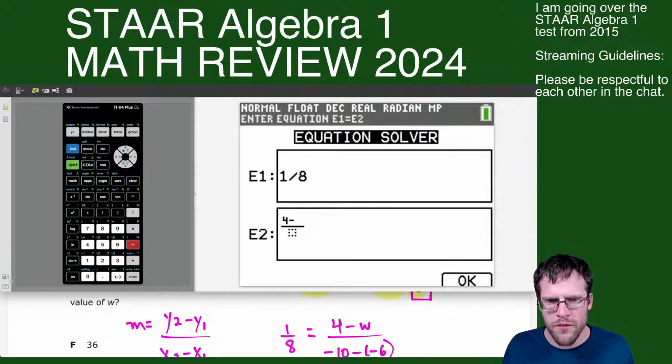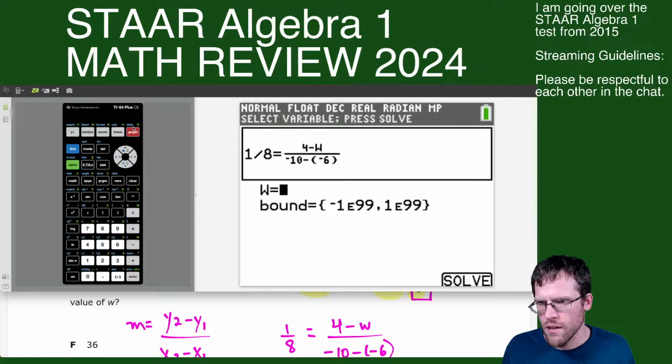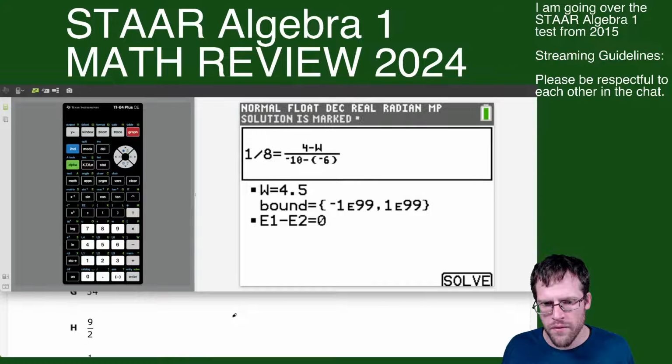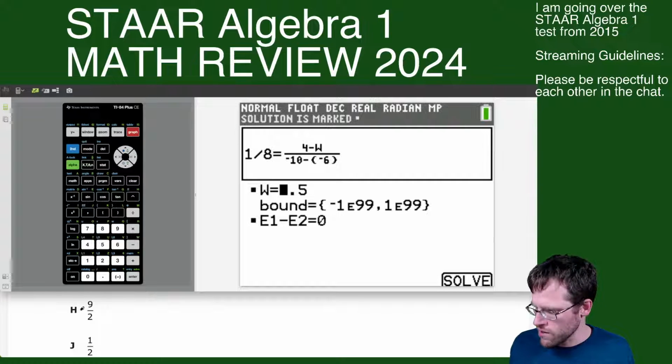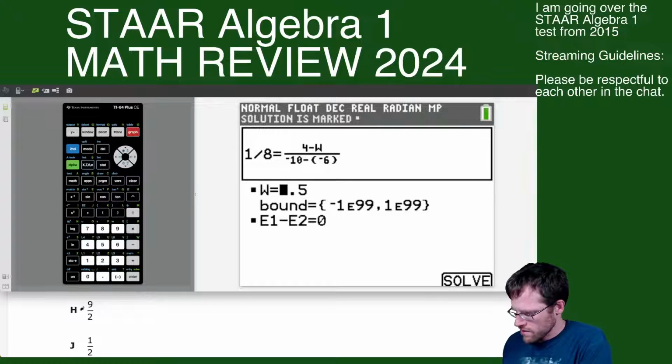4 minus, let me see if I can write w. Alpha, subtraction sign puts a w. Will they let me write it in terms of w? If they don't, I'll just switch it back to x. Negative 10 minus negative 6. So w equals 4.5, which is the same thing as 9 over 2. And just double checking, this should be choice H. It is choice H. All right.